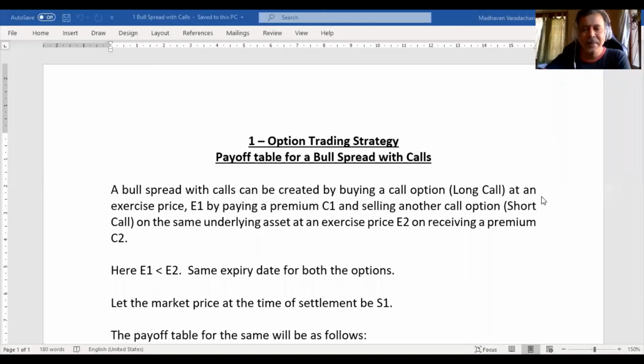Hello everyone. In this video and in our subsequent videos, we'll be seeing something related to financial derivatives. In financial derivatives, there are various types of derivatives, which are forwards, futures, options, and swaps. Out of that, we'll be seeing some of the trading strategies involved in options, right?